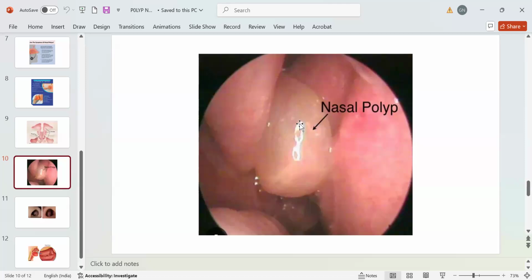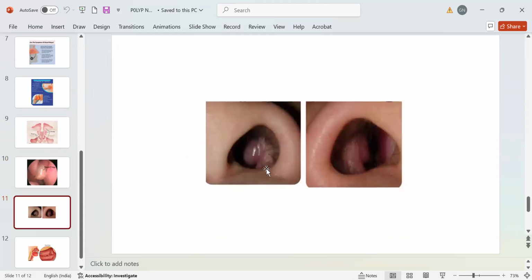So a histopathology test has to be done to see whether it is cancerous or anything else. By seeing it you can detect it is a polyp, but to be on the safer side, malignancy has to be ruled out. Whenever a growth is seen, malignancy has to be ruled out. This again is a nasal polyp.